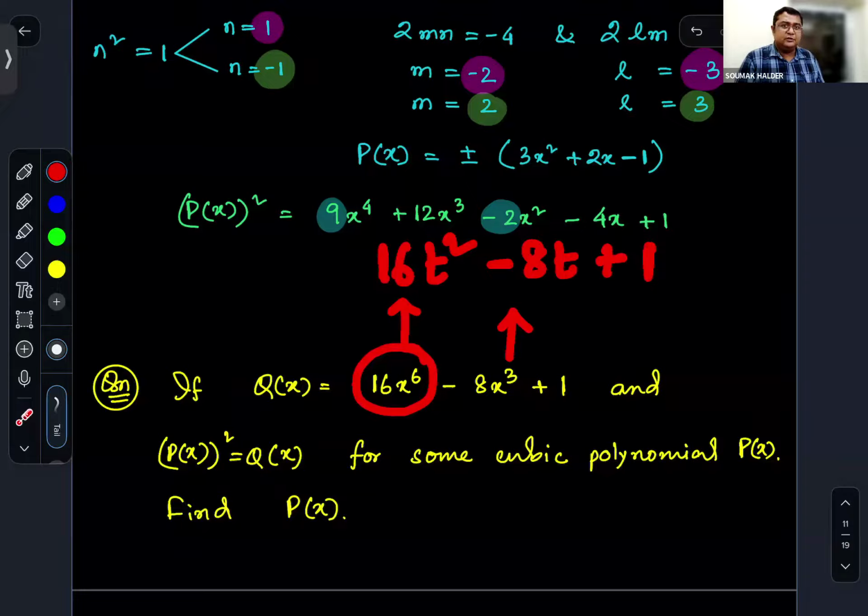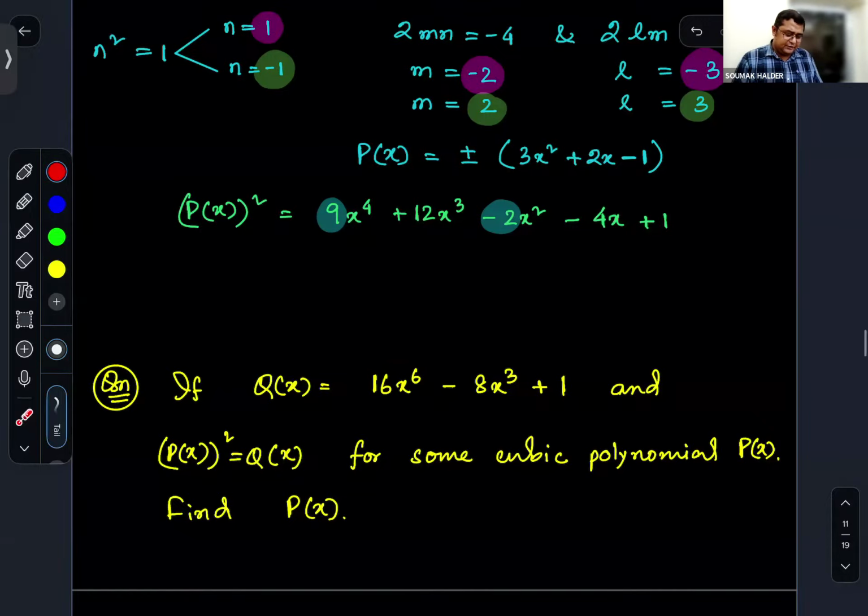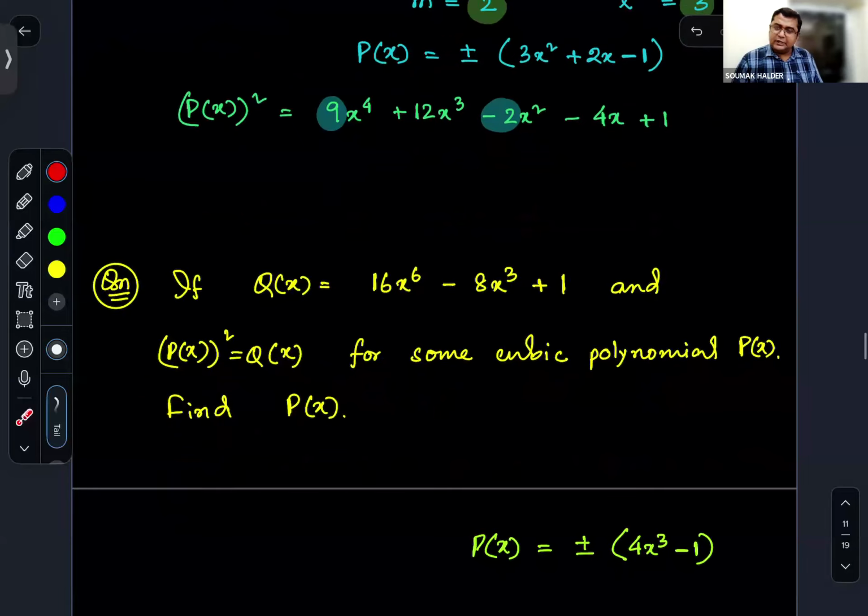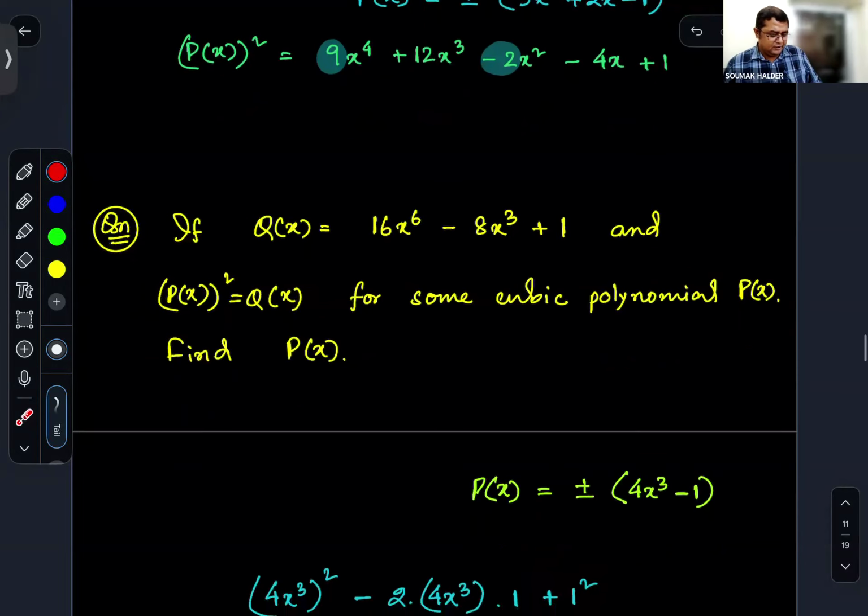Now it becomes an easier job to get it transformed as a perfect square, which says it is 4t minus 1 whole square or 1 minus 4t whole square. Now replace t with x cube. So your result is supposed to be for p of x plus or minus of 4x cube minus 1. Clear to all?